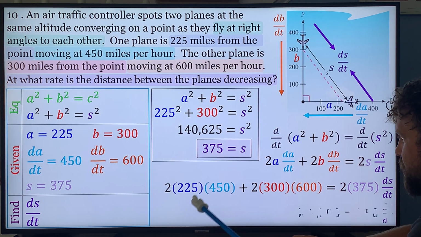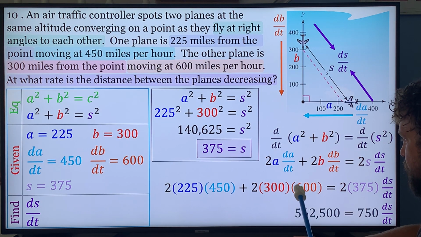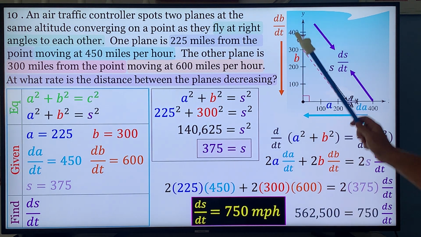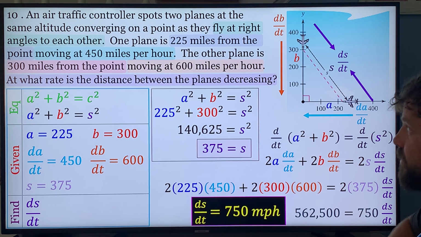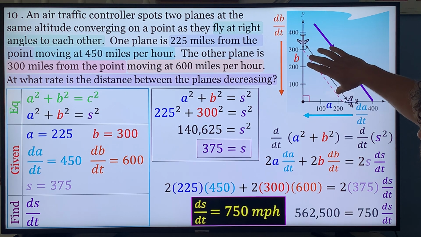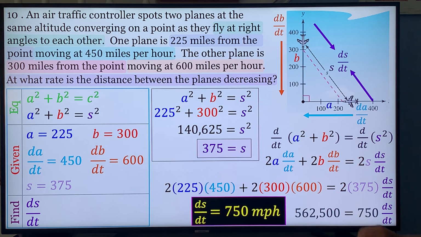2 times this, plus 2 times this, is 562,500, which equals 750 dS/dt. Divided by 750, this distance is changing at 750 miles an hour. So as they get closer, 750 miles an hour is how fast they are getting closer.